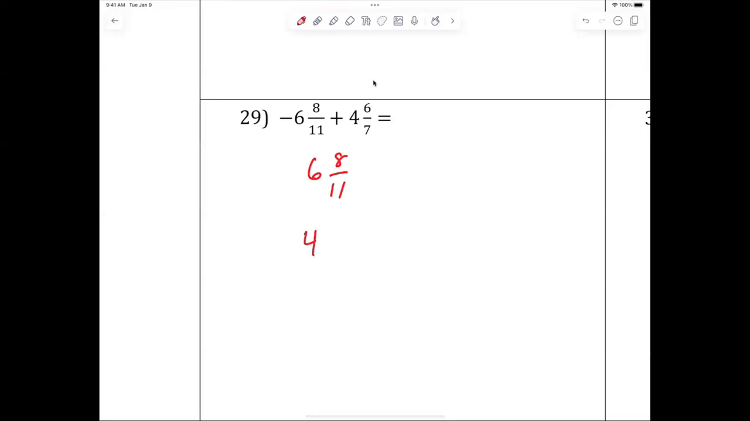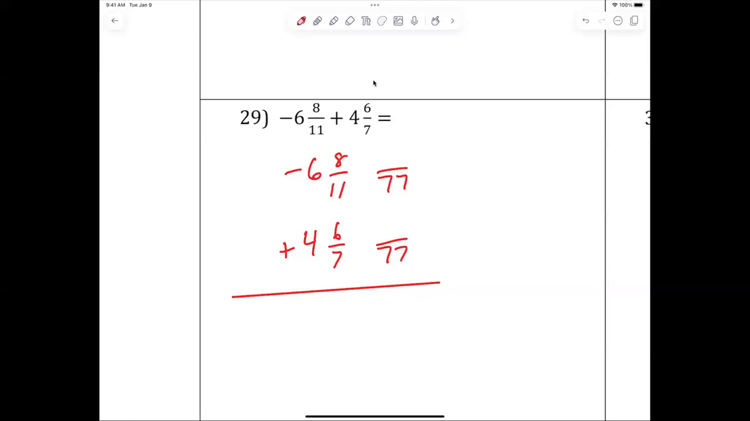All right, so 4 and 6 7ths. Now common denominator, please. Between 11 and 7. And listen, if you have no idea, which I don't recommend, you can always just multiply the two denominators. Oh, it's 77. Come on, it is 77. Let's go, girl. Common denominator is 77. Now what am I multiplying the first equation by?